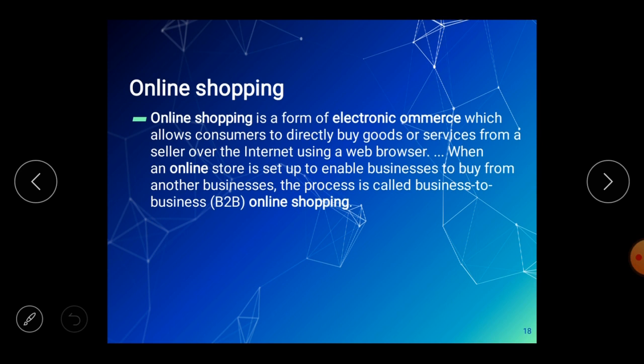We all know about online shopping. A variety of online sites are available, like Amazon, Flipkart, Myntra, and many more. With the help of those shopping sites, you can shop easily.